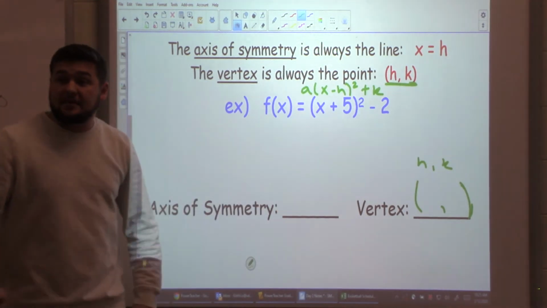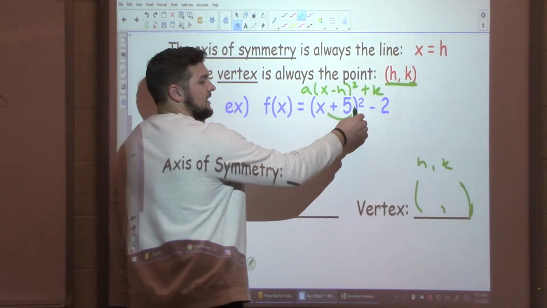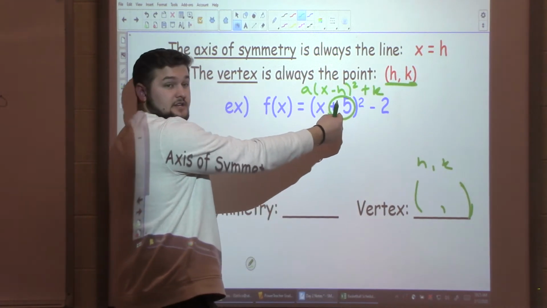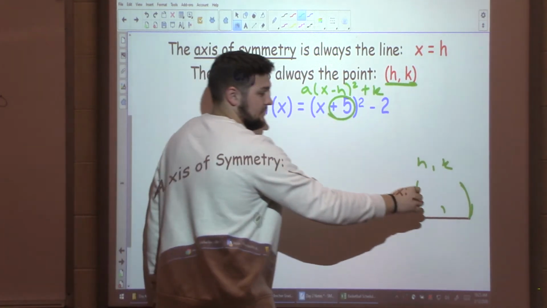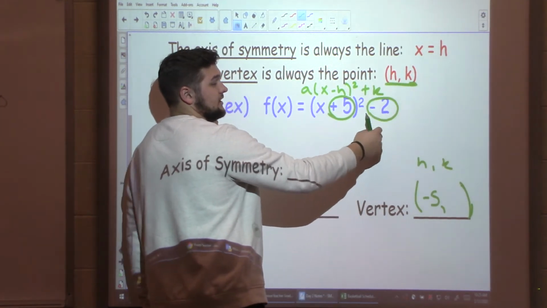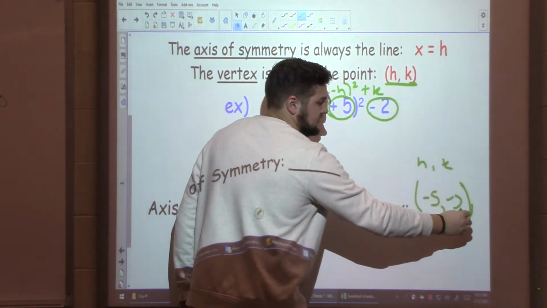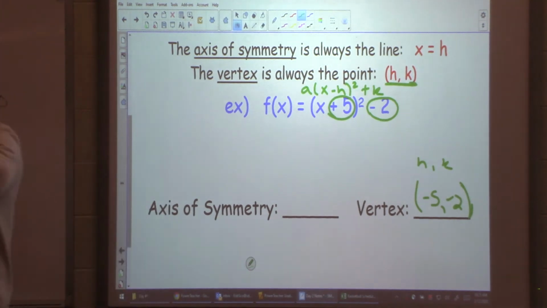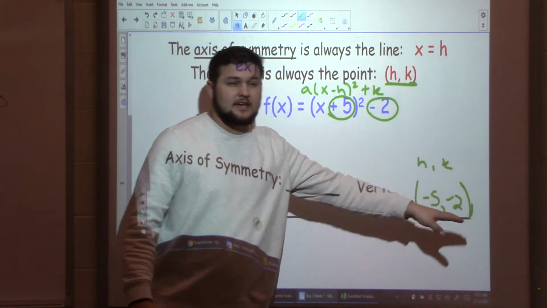No. What's going to happen, guys, is we are always going to take the opposite of what's in here. So not positive 5, but negative 5. And we're going to take the number that is out here, so we're going to take negative 2. So we're taking the opposite of what's inside the parentheses, which is negative 5, and whatever's outside the parentheses, which is negative 2. That is my vertex. Negative 5, negative 2.